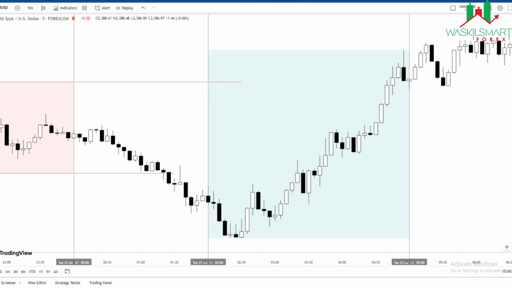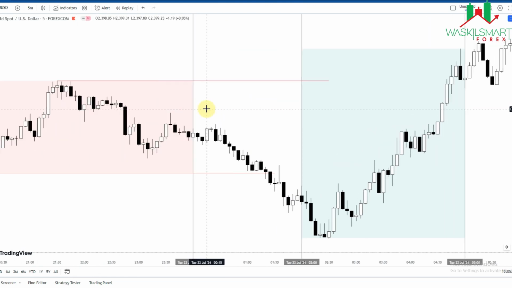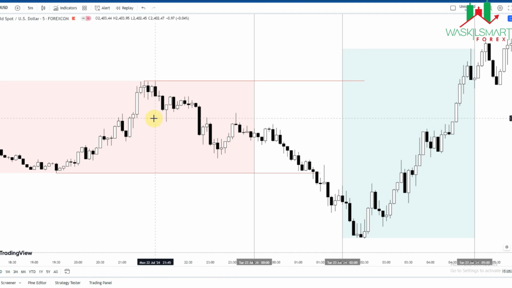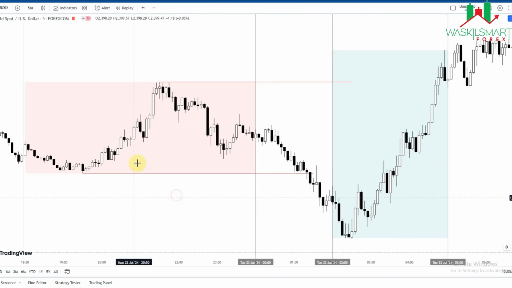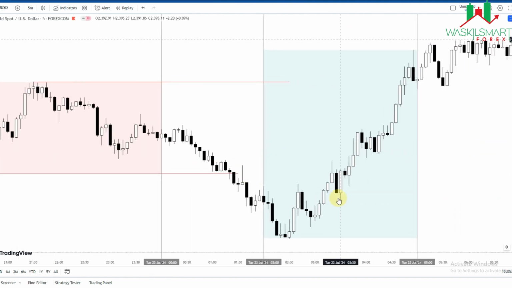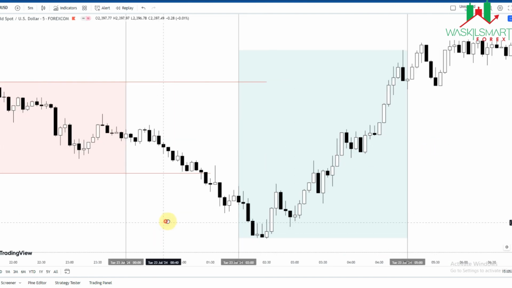Okay, this is the 5 minute chart you are looking at here. You can see the Asian range. This is where our focus is, the London section. So let's look at what happens before the London opens.